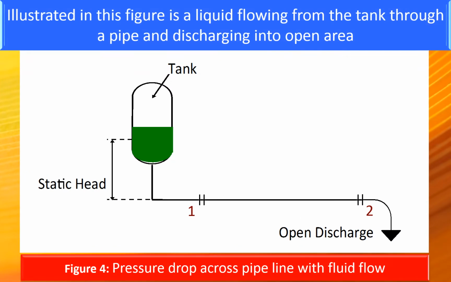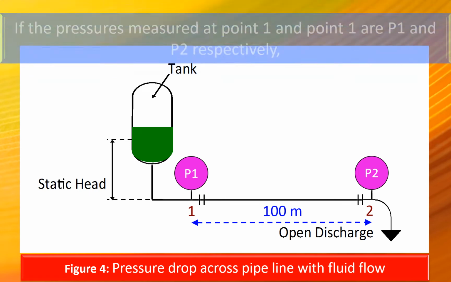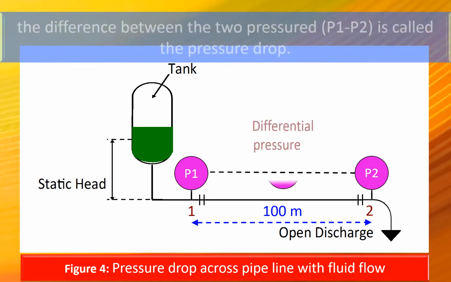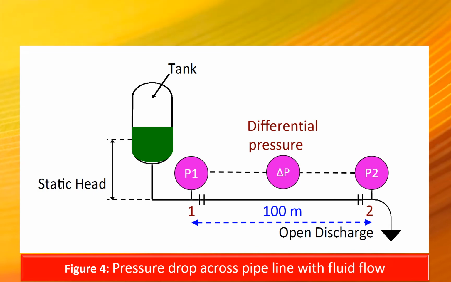Illustrated in this figure is a liquid flowing from a tank through a pipe and discharging into open area. Due to resistance to flow, head loss occurs in the pipe as a liquid flows from point 1 to point 2. If pressures measured at point 1 and point 2 are P1 and P2 respectively, the difference between the two pressures, P1 minus P2, is called the pressure drop.